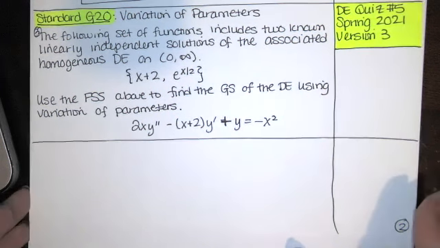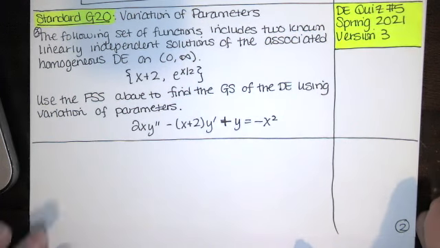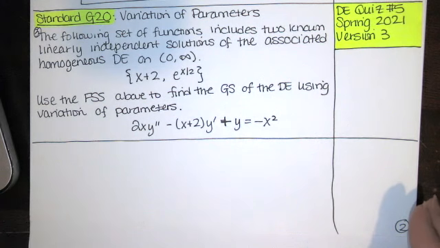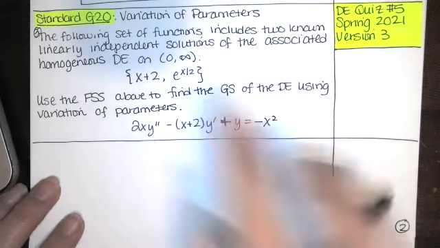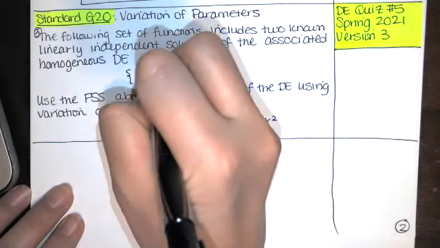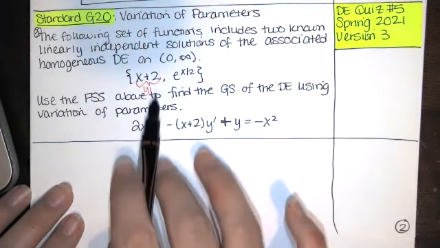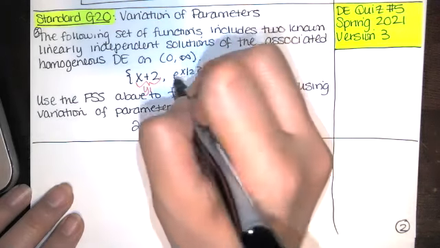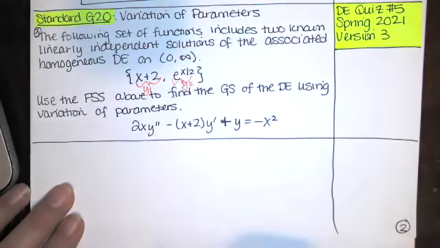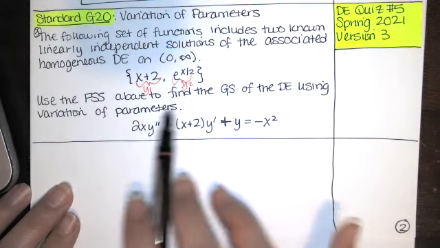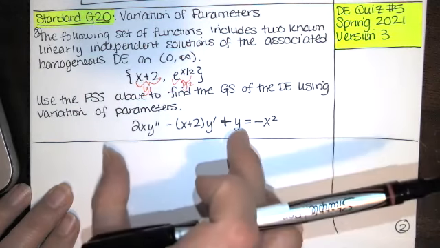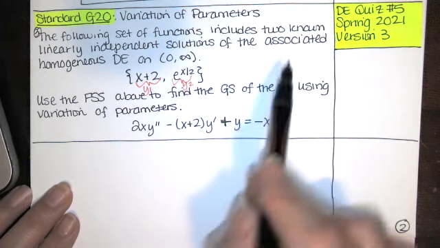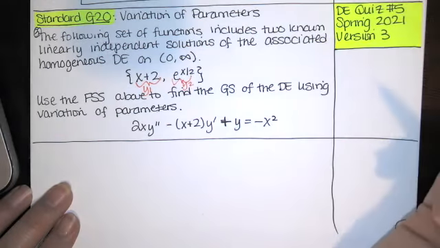So the problem statement says, the following set of functions includes two known linearly independent solutions of the associated homogeneous differential equation on the interval from 0 to infinity. So we know that y1 equals x plus 2 causes this left-hand side, if we evaluate it, to be 0, and y2, which equals e to the x over 2, causes this linear combination of functions to be 0. Those are solutions to the associated homogeneous DE.